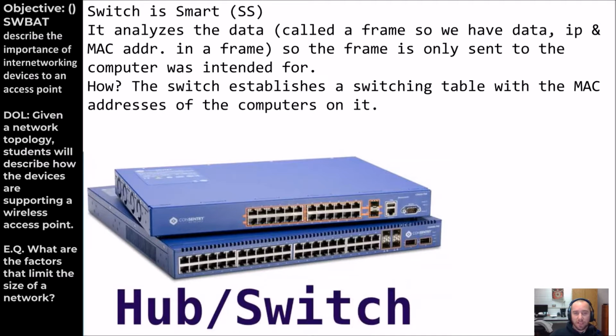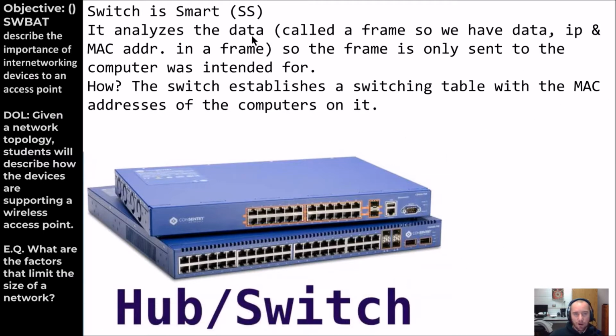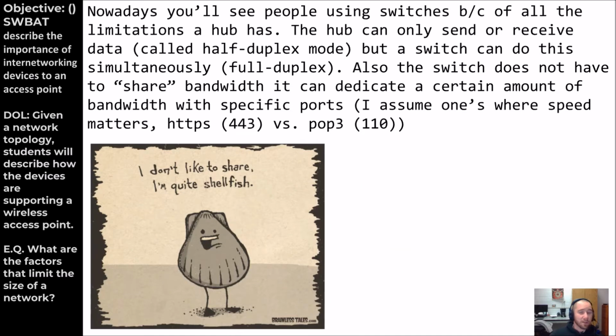If you ever hear of something having a switching table in it, then you know you have a switch. Because in that switching table are MAC addresses of particular computers. And within the frame, when the data comes to the switch, if the computer's MAC address is not the one the data is for, then that switch will not send it to all the computers, thus saving electricity. So since we do live in a world that is much more concerned with saving electricity and just being more efficient in general, you'll see people using switches because of all the limitations that a hub has.